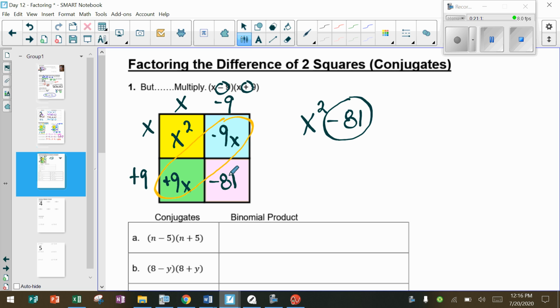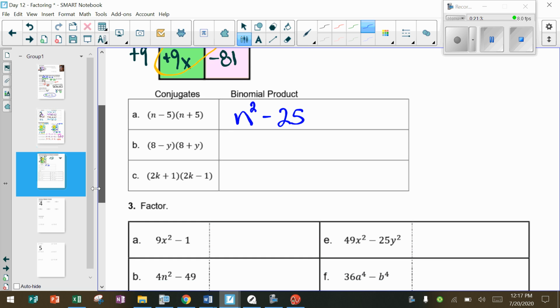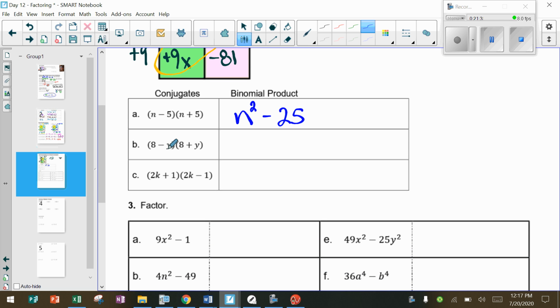All right? So multiplying these out should be very simple. If you notice that it's the same thing in both parentheses, one minus, one plus, we square the variable, multiply -5 times +5, which is -25, and based on the example we already did, we know the middle term is going to cancel out. So 8 minus y, 8 plus y. We do 8 times 8 because the 8 came first. We continue to keep the number first. -y times +y is -y squared.